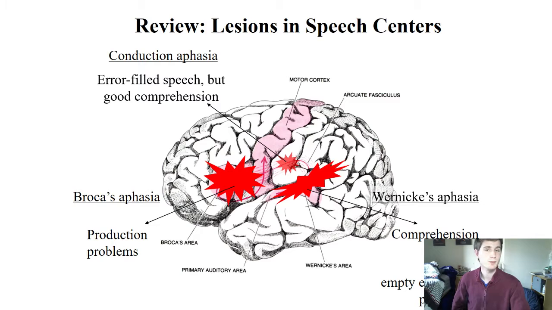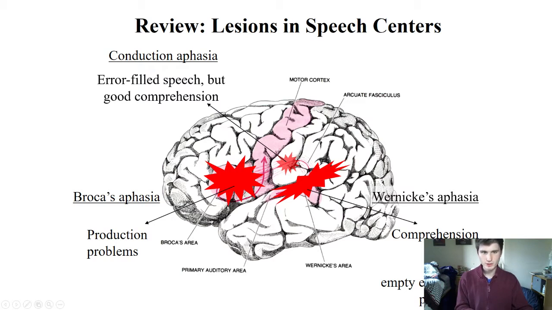And then once we get past the production problems, there's a final kind of aphasia. There's probably more, but these are the three we covered in class. Is that there's error-filled speech, but they can understand really well. So their Wernicke's area is functioning fine because they can understand the meaning of words, and they can understand that they're not saying the right thing. Their Broca's area is functioning just fine because there isn't any issue with their actual production of words. They're just as quick and just as fluent.